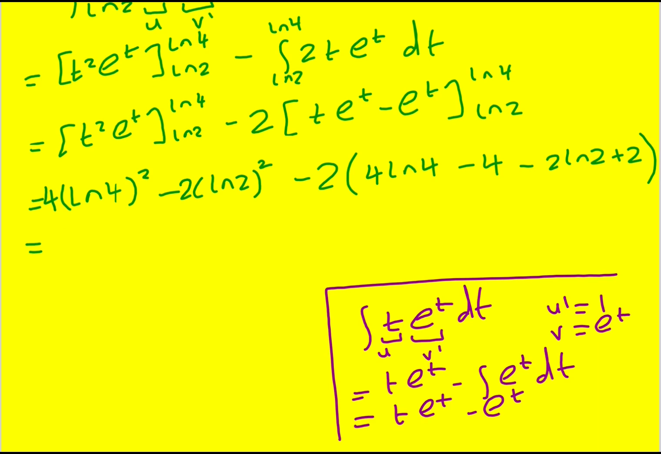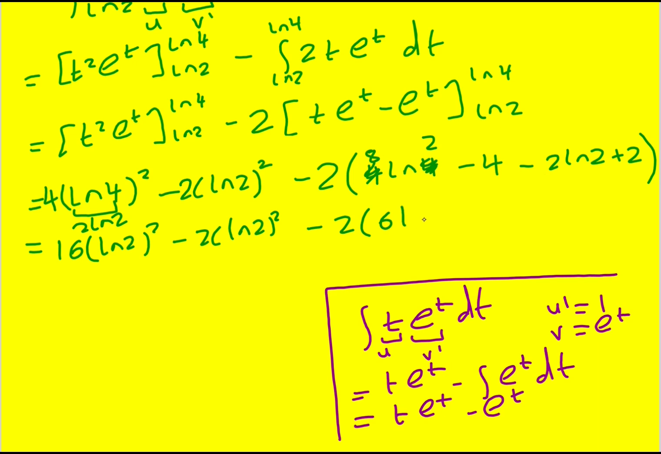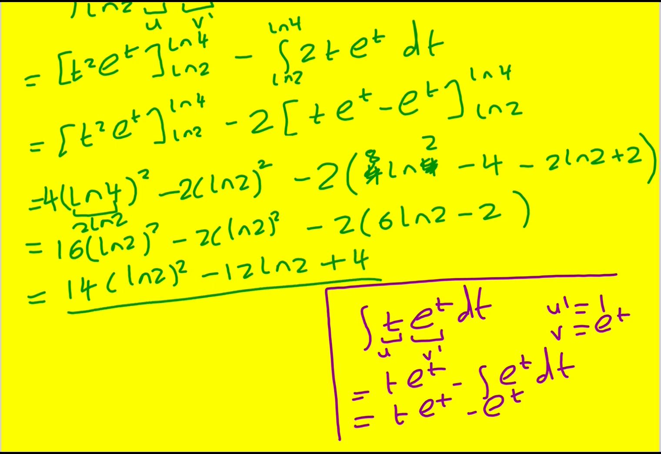Okay, I kind of feel like this is almost carbon copy, but let's just go for it again. So ln 4 is going to be 2 ln 2. So when I square it, I'll get 4 ln 2 all squared, so I'll get 16 ln 2 all squared. Similar thing. That stays as it is. Minus 2 lots, right? That becomes a 2 here and an 8 here. So again, I'm going to get 6 ln 2 minus 2, which gives us 14 ln 2 squared minus 12 ln 2 plus 4.